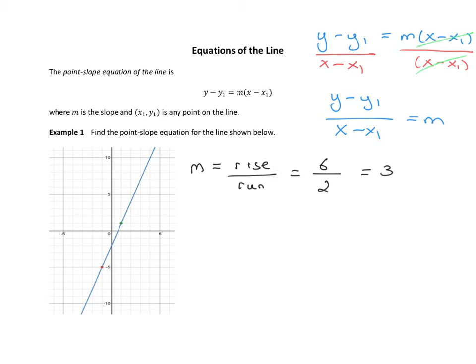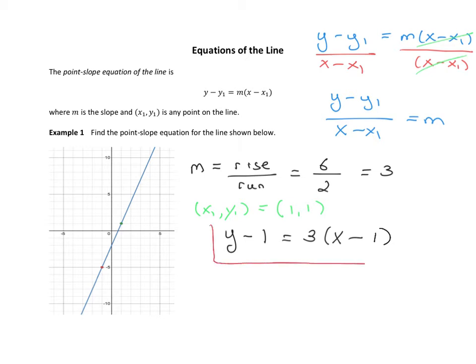The next thing we need, since we have the slope, is some point (x1, y1). And I think I'll choose this point here. This is the point (1, 1). So my (x1, y1), I'm choosing to be (1, 1). The last thing to do is put all this information in, and what we have is this. y minus, this is y1, so I'm just going to put in the number 1. That's equal to 3 times x minus x1, which is also 1. And that's it. Here it is. This is the point-slope form of the equation of this line.